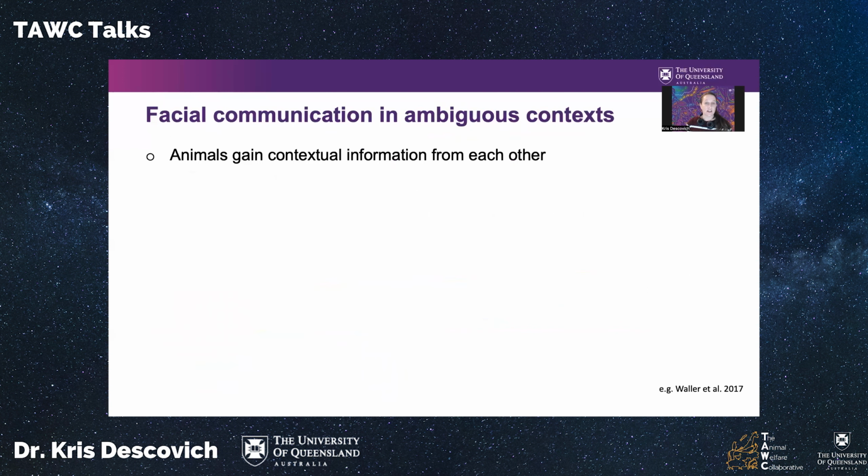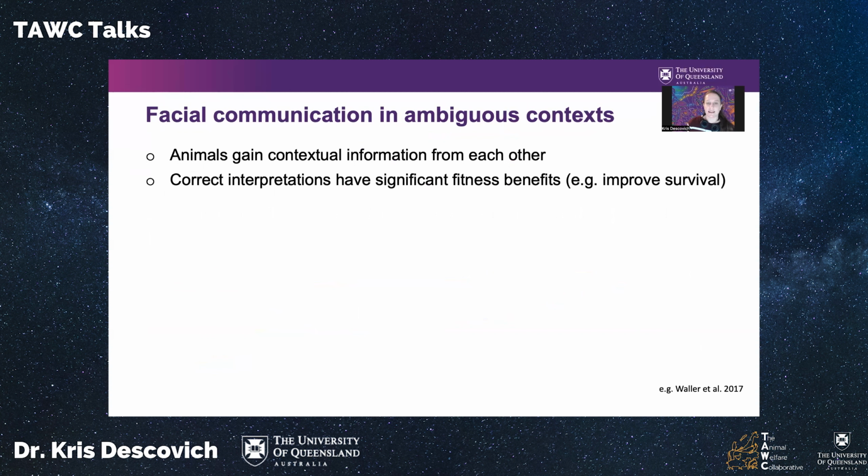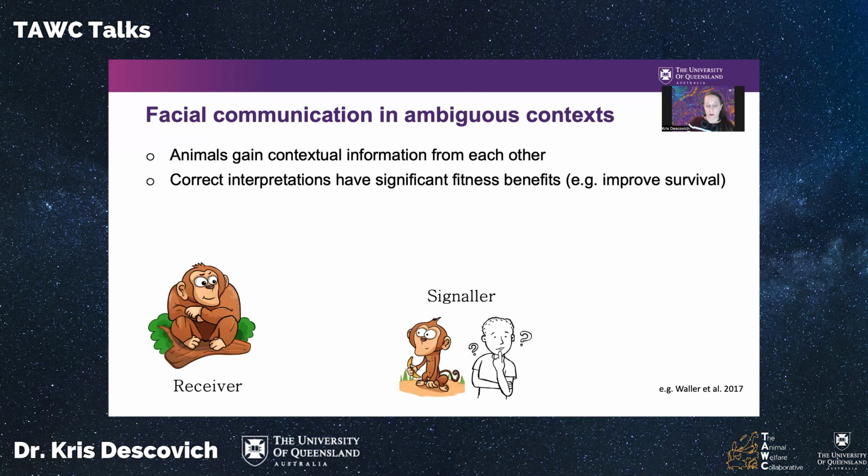Facial communication can also help in ambiguous contexts because animals are continuously gaining contextual information from each other. When they're trying to make sense of their environment, any cues that they can use to make the correct decisions about their environment can have significant fitness benefits. Are there threats in their environment that they need to avoid? Are there rewards in their environment that they need to access? And part of those cues come from their social environment.